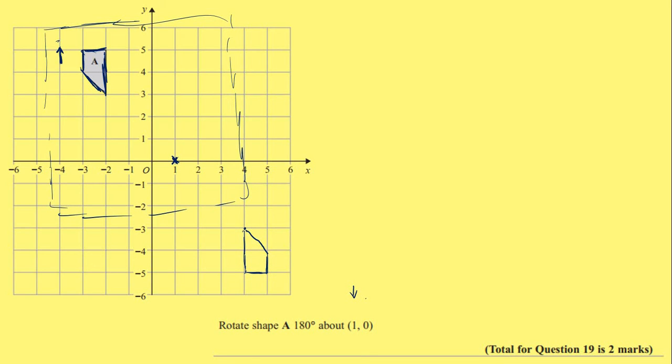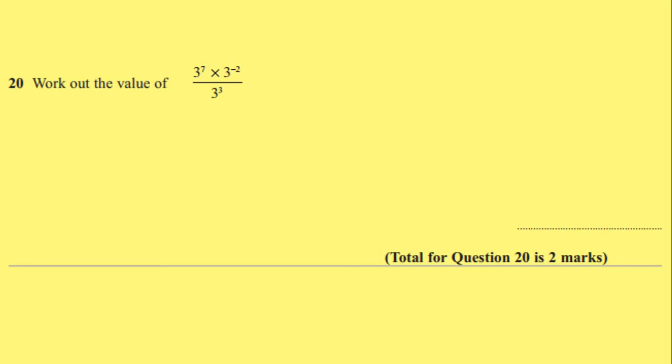All right, moving on. Work out the value of 3 to the power of 7 multiplied by 3 to the power of negative 2 all over 3 to the power of 3. Now it would be very silly to do 3 times 3 times 3 times 3 times 3 times 3 times 3 to work out 3 to the power of 7. First, we're going to look at the numerator. We've got 3 to the power of 7 multiplied by 3 to the power of negative 2. When you've got the same base number and you're multiplying, you can add together the powers. So you're going to get 3 to the power of 7 plus minus 2.